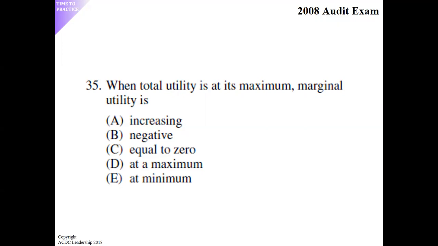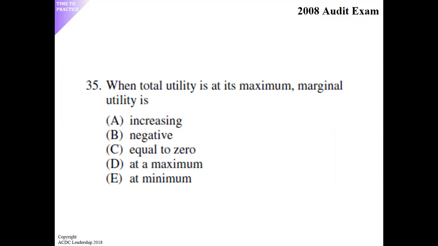Cross price elasticity determines substitutes, income elasticity, normal and inferior, and regular elasticity determines what? Elastic or inelastic. All right, boards, please. A lot of people are flashing answers. All right, let's see it.